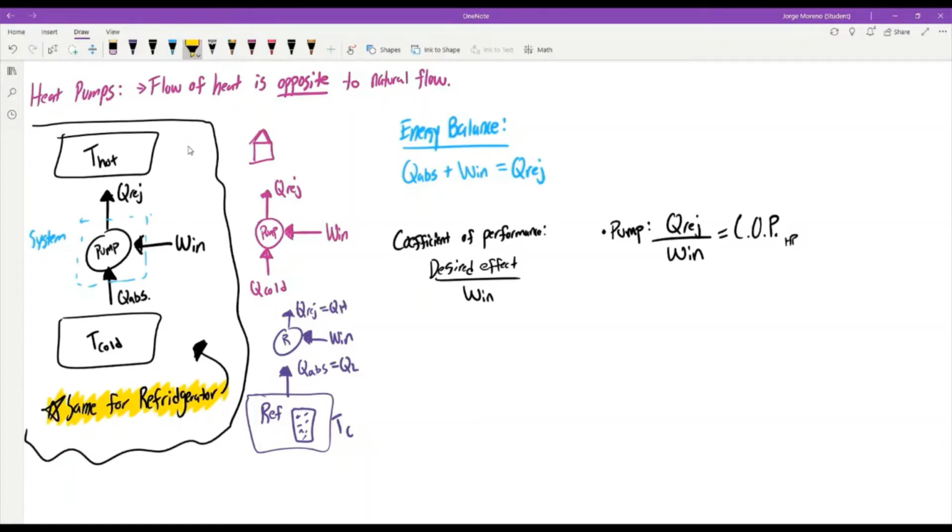All right, and if we did want to do coefficient of performance for a refrigerator, again, it's just desired effect over W in. Desired effect for a refrigerator, well, we want maximum QL. So QL, or Q absorbed in this case, over W in. That's equal to the coefficient of performance for a refrigerator.